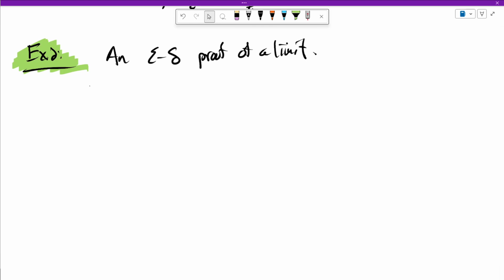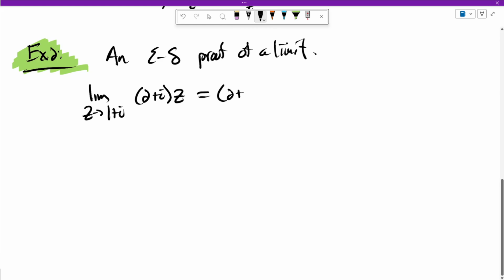Okay, so what we'd like to do in this example is compute the limit as z approaches 1 plus i of the function 2 plus iz. Now this is a fantastic function. It's in fact a linear function, an honest linear function, not even affine, linear on the nose. And linear functions are continuous. What does that mean? It means that we can just plug in the value.